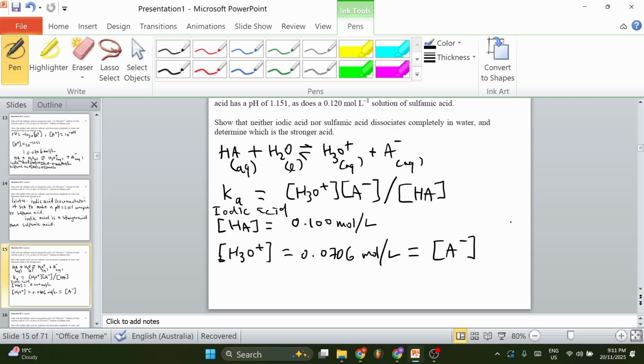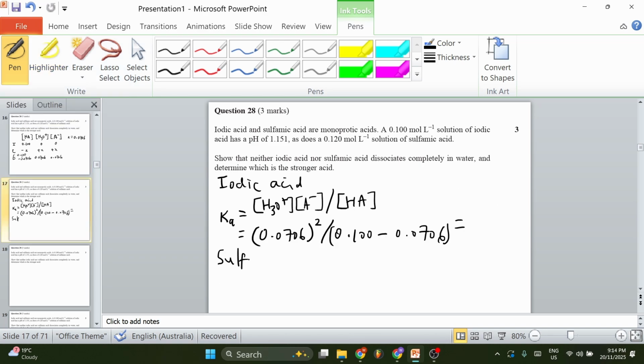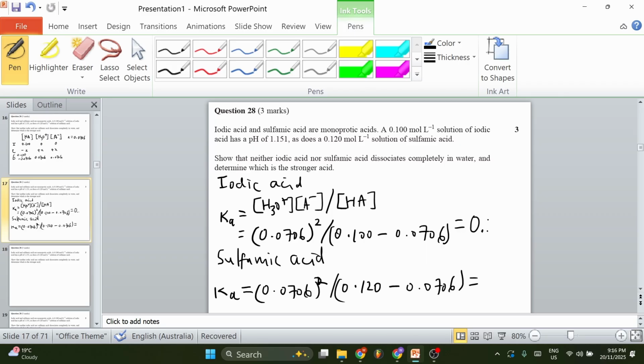Now let's set up the ICE method table. So then if we go final HA is then simply 0.100 minus 0.0706. That is our answer. So let's substitute this information to Ka. Similarly, sulfamic acid can be written as such. So this one works out to be 0.169. Between these two, we can tell quite clearly that 0.169 of iodic acid is greater than the 0.101 of the sulfamic acid. Henceforth, iodic acid is the stronger acid because Ka is to the right of the equilibrium compared to sulfamic acid.